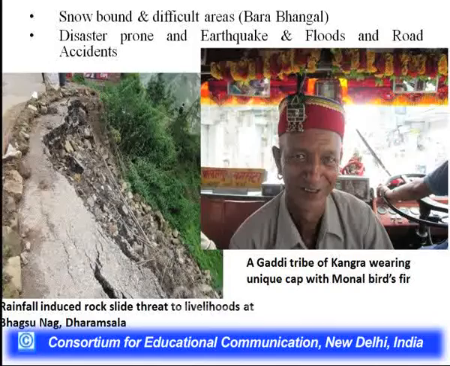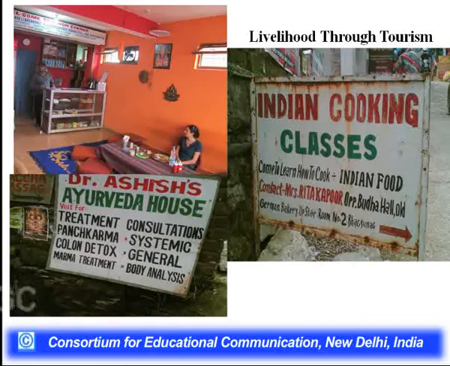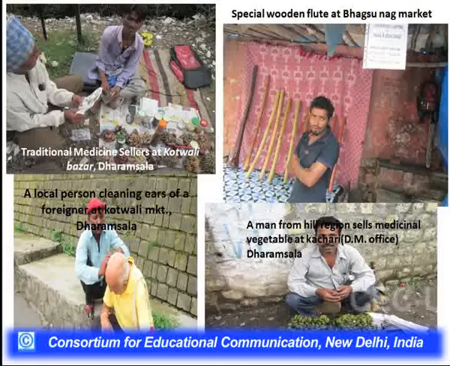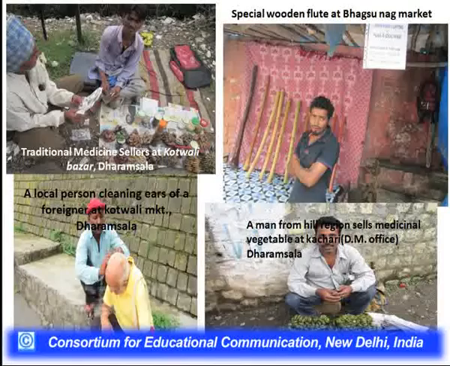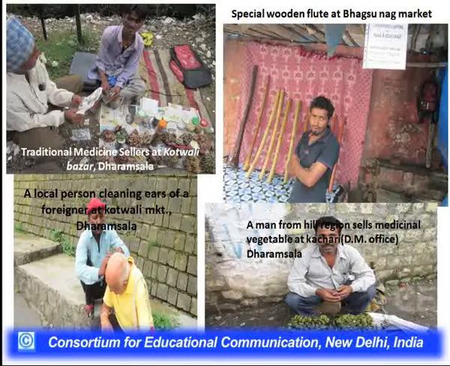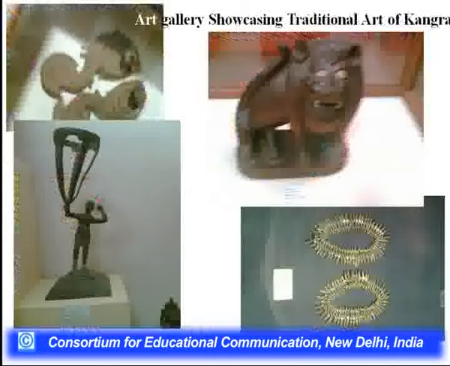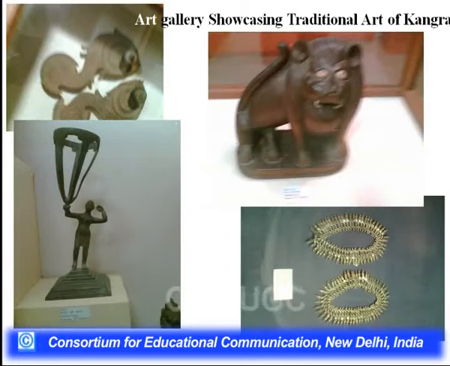Here you can see livelihood through tourism: homestays, different types of treatment, medical tourism, cooking classes are also coming up. You can see special wooden items, materials. These are all locally made. A lot of people bring a lot of innovations. You can find skill development, and such items attract the attention of tourists, and local people get a lot of benefit. The most important aspect of green tourism or sustainable tourism is to provide benefit to the local people. So in this way people get benefit. You can see the art gallery showcasing traditional art of Kangra.